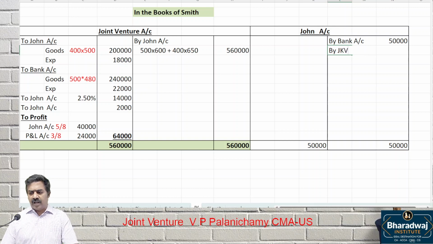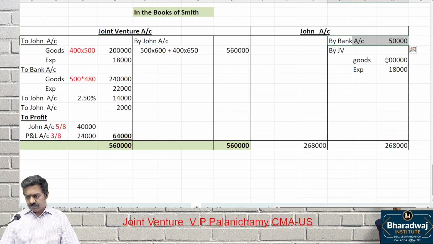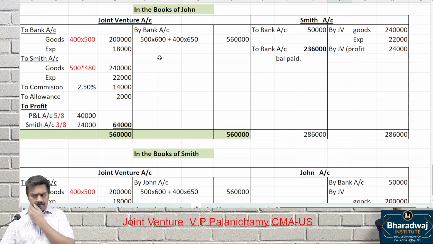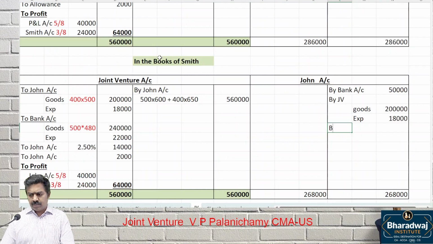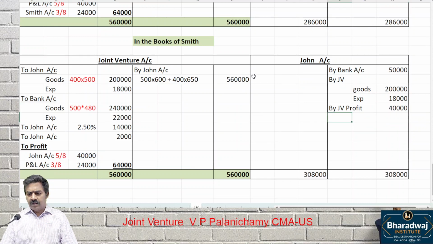Joint venture related incomes. By joint venture for the goods supplied by John. How much goods supplied? 2 lakhs. What are the expenses paid by him? 18,000 expenses paid by him. Okay. What is the profit share? By joint venture for the profit share. What is the profit share of John? 40,000. Then to joint venture for the sales collected.